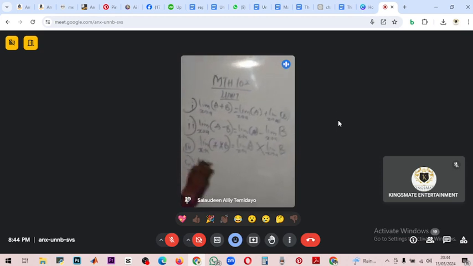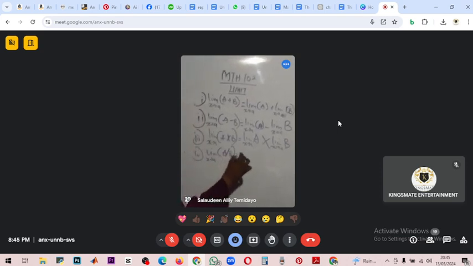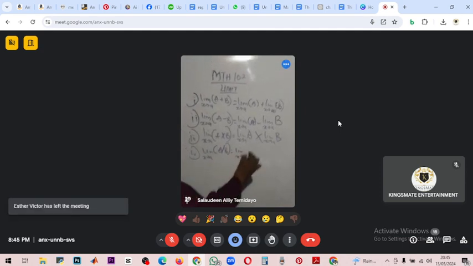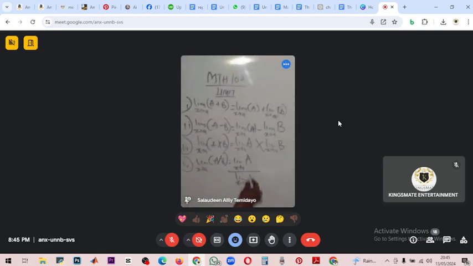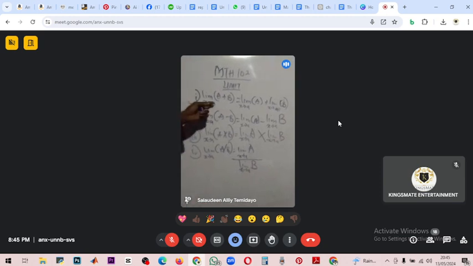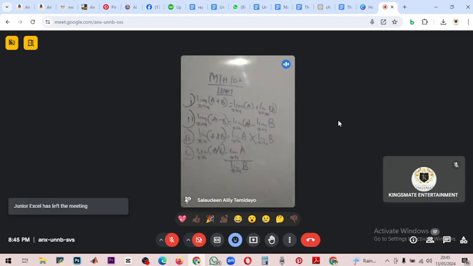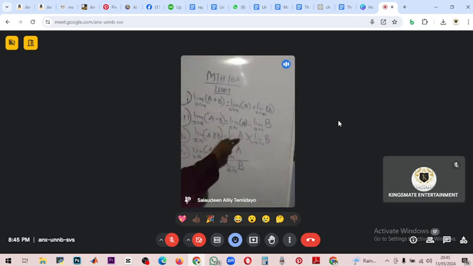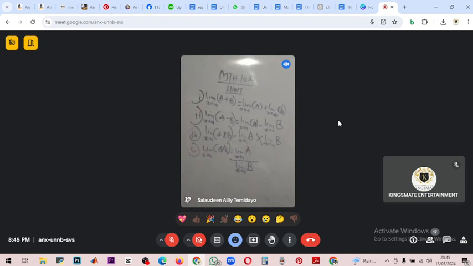So the last one now, we have more though. Limit x to a for division, that's the quotient. Limit of the quotient is also quotient of the limit. So we have limit x to a of a divided by limit x to a of b. So what we mean here is that the limit of a sum is the same as the sum of limits. That's the first theorem. Limit of a difference is the same as the difference of the limits. Limit of a product is the same as the product of the two limits. While limit of a quotient is the same as the quotient of limits.